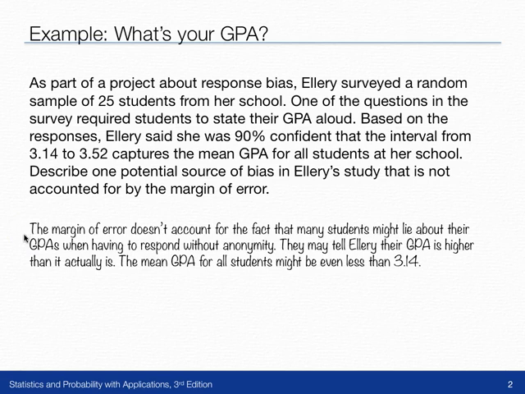What we decided was the margin of error doesn't account for the fact that many students might lie about their GPA to make it sound higher. If the survey were anonymous, maybe they would be more truthful, but because they know Ellery, maybe they want to sound like they have a better GPA than they did. So they may tell Ellery that their GPA is higher. And the mean GPA in that case for all students might be even less than the lower bound of 3.14 that Ellery got.